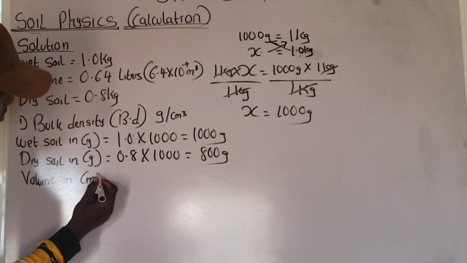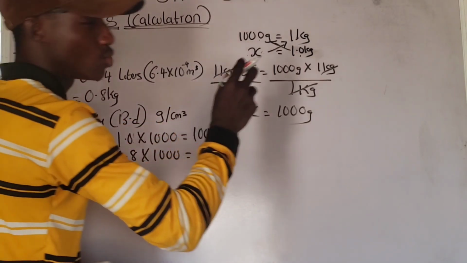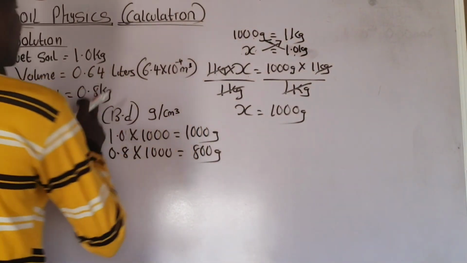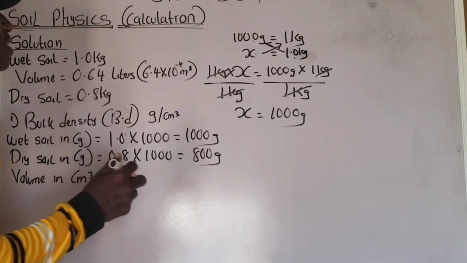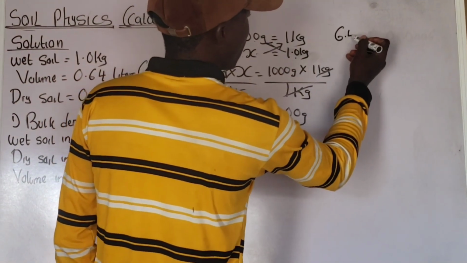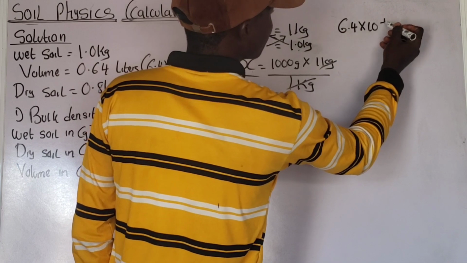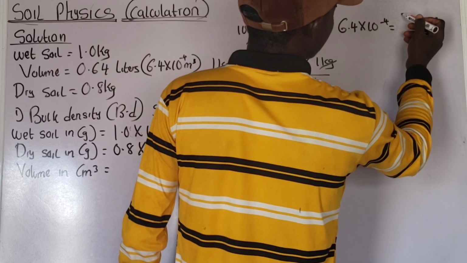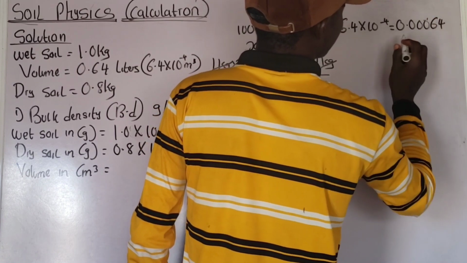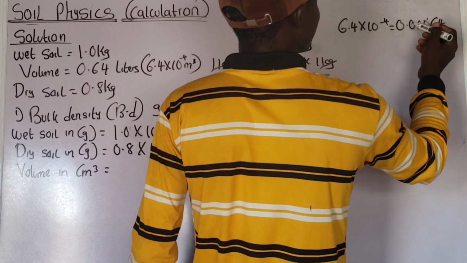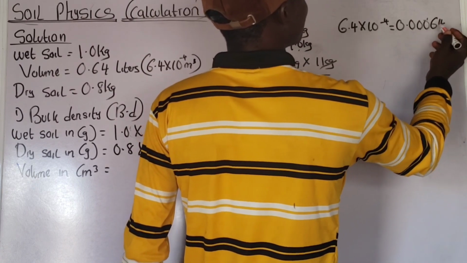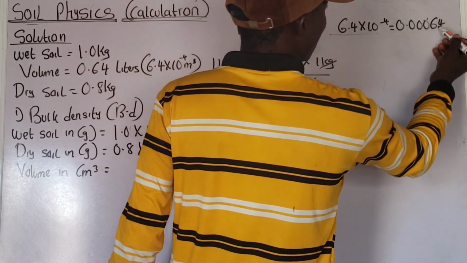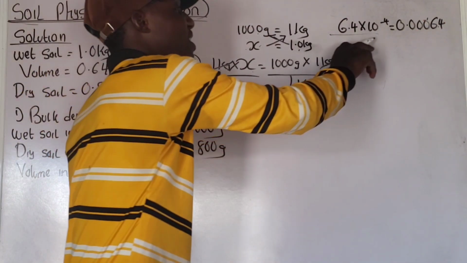Now, the volume in centimeter cube will be equal to, now I want to do some arithmetic here and I want you to pay attention. 6.4 times 10 raised to the power of negative 4 can be written as, I'm going to have 1, 2, 3, 4 places. It can be written as 0.00064. That is when I change it from standard form to decimal form. So 6.4 times 10 raised to negative 4 can be written as this.